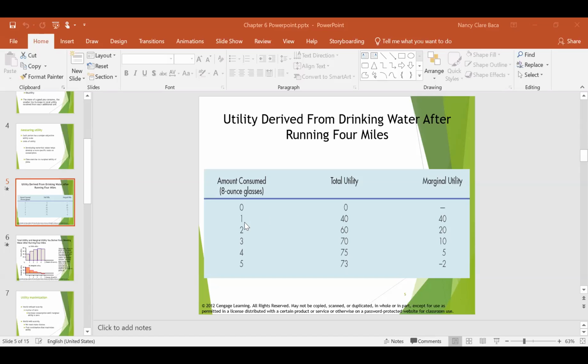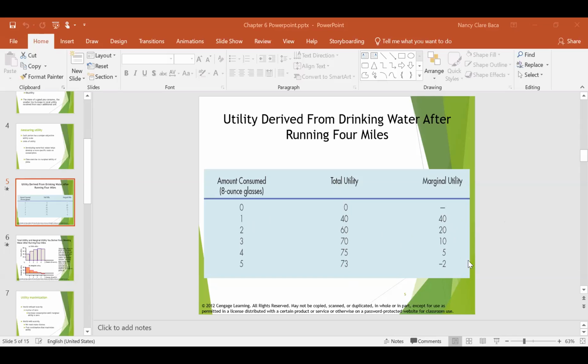And so you can see the first glass of water gives 40 units of marginal utility, second glass 20, you can see these go down. And this total utility number is simply a sum, right? It's 40 plus 0 gives me 40. 40 plus 20 gives me 60. 40 plus 20 plus 10 gives me 70, so on and so forth.